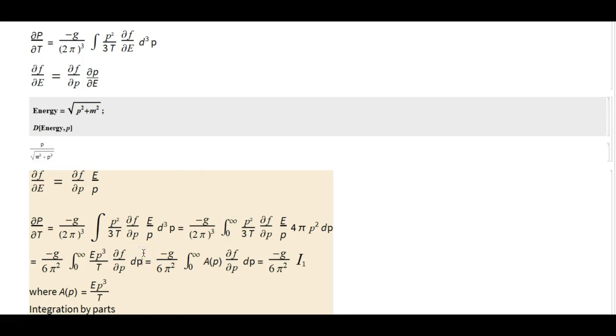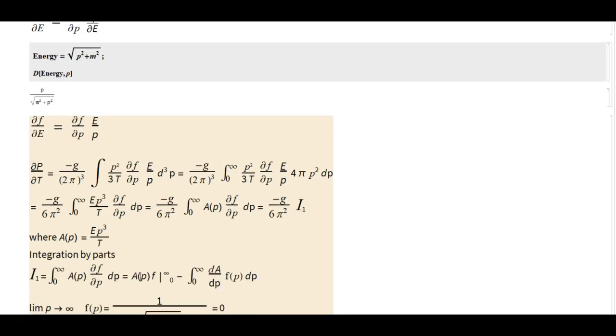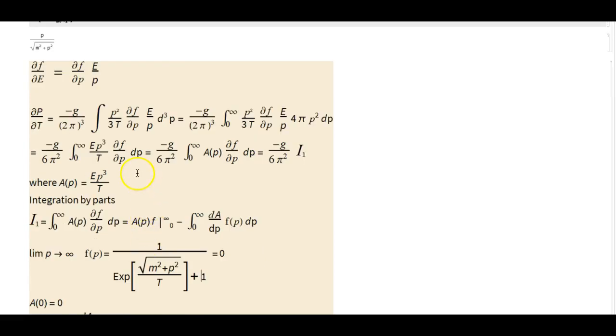So it's all simple calculus and algebraic manipulation, nothing fancy here. And then we factor out minus g over (2π)³. 4π also comes out, becomes minus g over 6π², 0 to infinity. And I have this E p³ over T, which I am now calling A(p), A as a function of p, and ∂f/∂p, multiplied by dp.